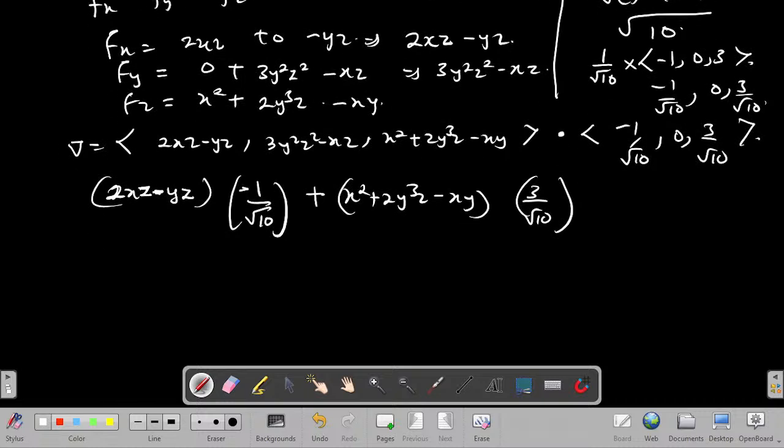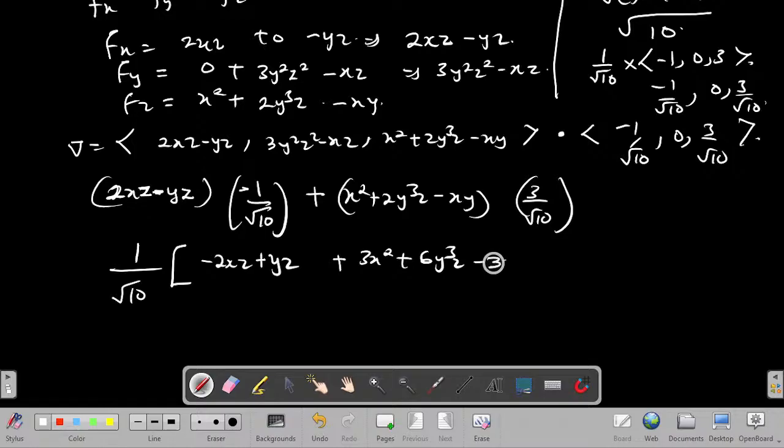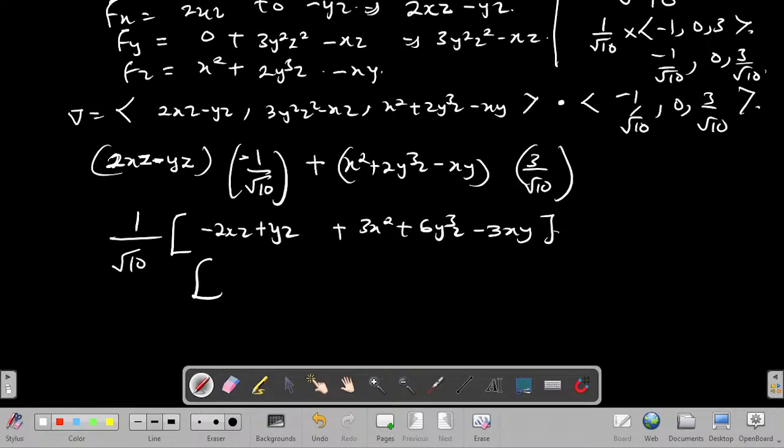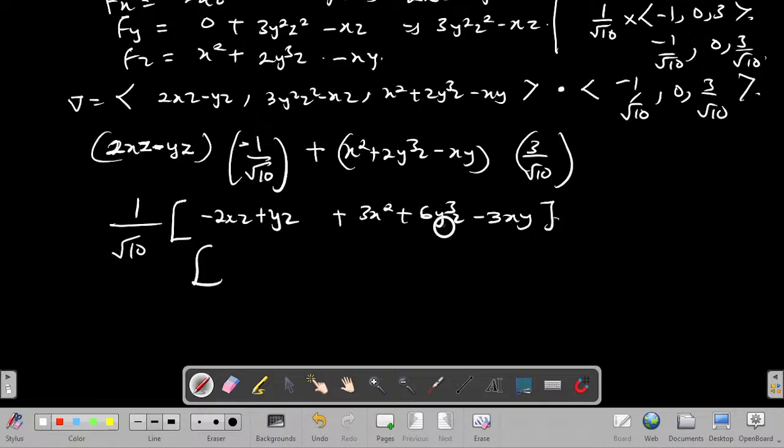And that will give us our answer. I can factorize 1 over root 10 out, 1 over root 10 outside, then -2xz plus yz. Then I have plus 3 times, so 3x squared plus 6y cubed z minus 3xy. So can we simplify this further? We have xz, we have xz. No. We have yz, we have yz. Okay, I think we can do something about that.